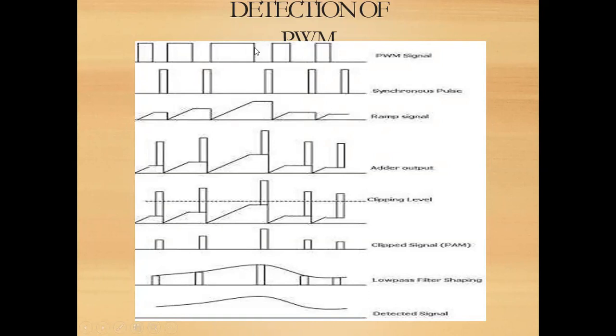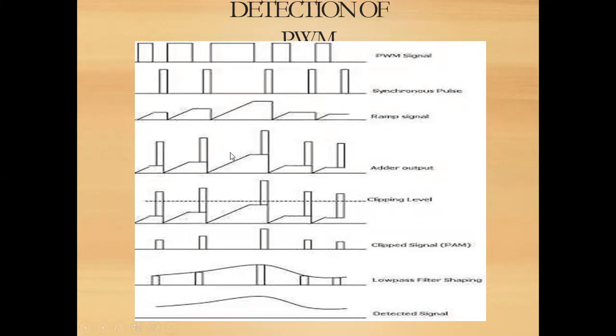This is our input of the demodulation process. Then these are the synchronized pulses, and this is the ramp signal. We are applying these two signals to the adder. So this is the adder output. The addition of these two gives the output of the adder. This is the synchronous pulses and this is the ramp generator output. By adding these two, this is the adder output. So the waveform will be like this.